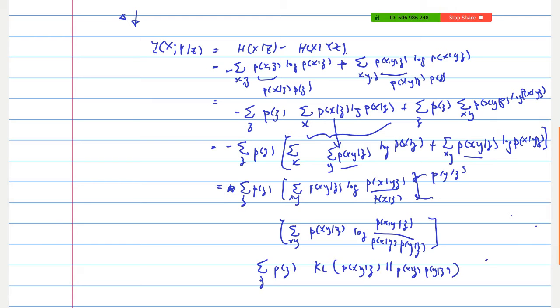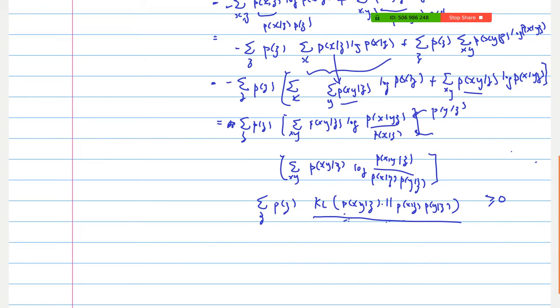And so therefore, again, this term will be bigger than or equal to 0. Of course, p(z) is positive. And for this to be 0, you need to have the KL divergence for each of these equal to 0. So for each z, I will have p(x, y | z) equal to p(x | z) times p(y | z), for all x, y, z. And this is actually just saying that x and y are conditionally independent given z.